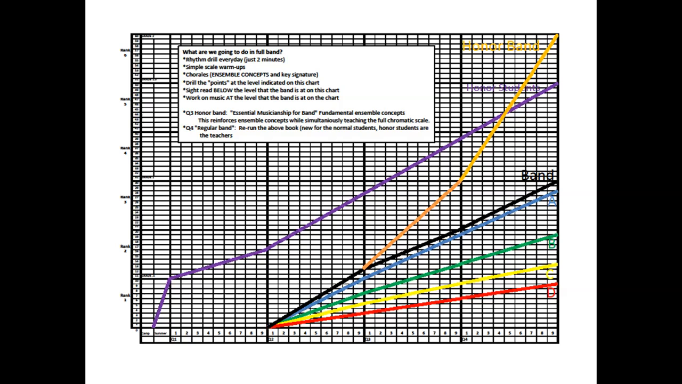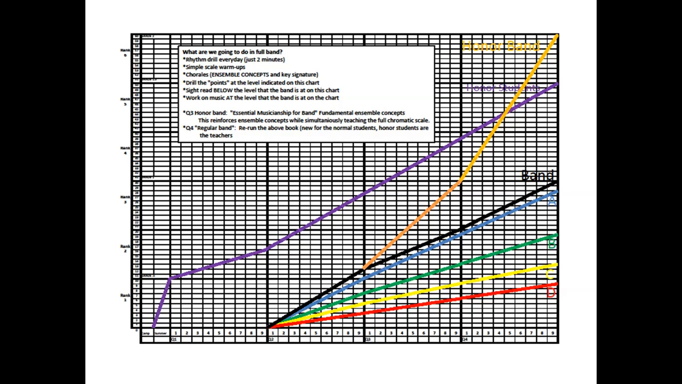We drill the points that are at the level indicated on the chart. So all I have to do is look at the chart and see what points we're supposed to be working on that day. We sight read below the level that the band is at on this chart, and we work on music that is at the level that the band is at on the chart, meaning that'll be the stuff that we are playing for our concert. Lots of sight reading, lots of playing music at the band's grade level.